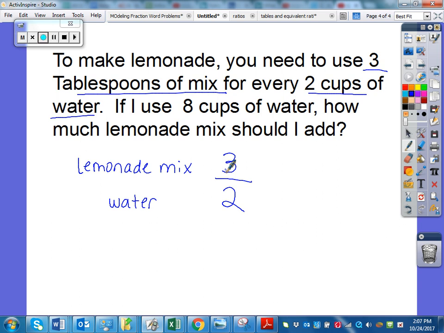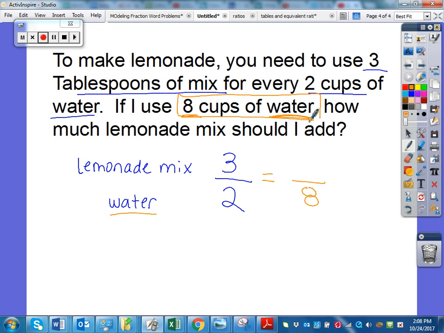Step 3. I need to figure out what other information was given in the problem. Because with these problems, they're always going to give you at least 3 pieces of information and you have to solve for the 4th. If I use 8 cups of water, that's the information they gave me. So I know that I want to put the 8 where it says water because the problem said 8 cups of water. That's why the 8 went on the bottom.